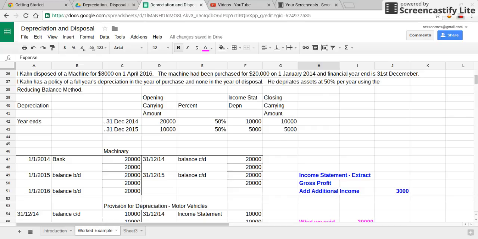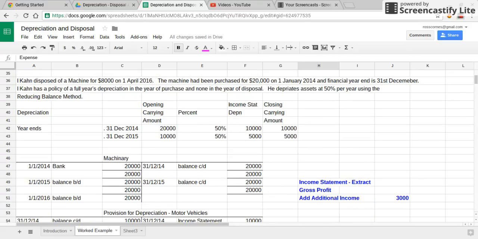Okay, welcome back. What we're going to be looking at now is the same topic, but this time we need to look at where we're using reducing balance depreciation. So it's slightly different. In this case, we've got the same guy, Icon, who is going to dispose of a machine for $8,000 on the 1st of April 2016, and he purchased the machine on 1st of January 2014, and he's going to charge a full year's depreciation in the year of purchase and in the year of disposal.